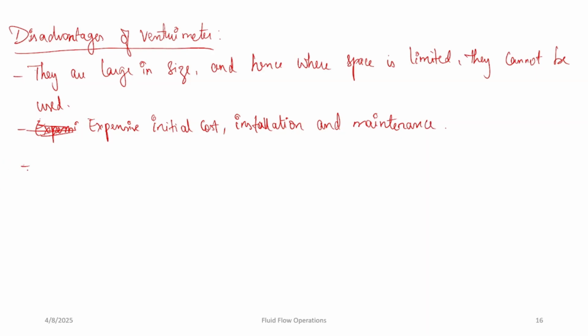It requires a long laying length. That is, the venturimeter has to be preceded by a straight pipeline which is free from fittings and misalignments, to avoid any turbulence in the flow. So you will be requiring a long laying length.